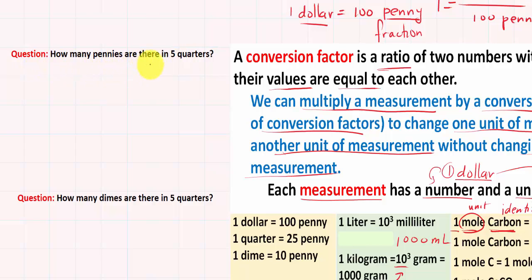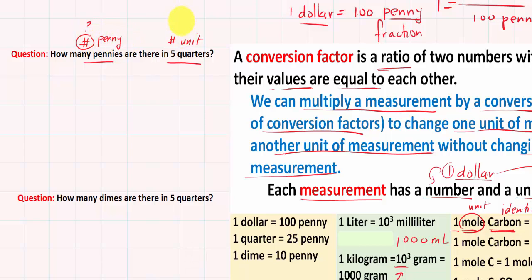How many pennies are there in 5 quarters? First of all, we need to start with our given information. In this case, we know that we have 5 quarters, but we are looking for how many pennies. Notice how I underlined the whole measurement, which is a number followed by a unit. So 5 quarters, but we want to find how many pennies are in 5 quarters. So we can write this as a number, which is a question mark, of penny.